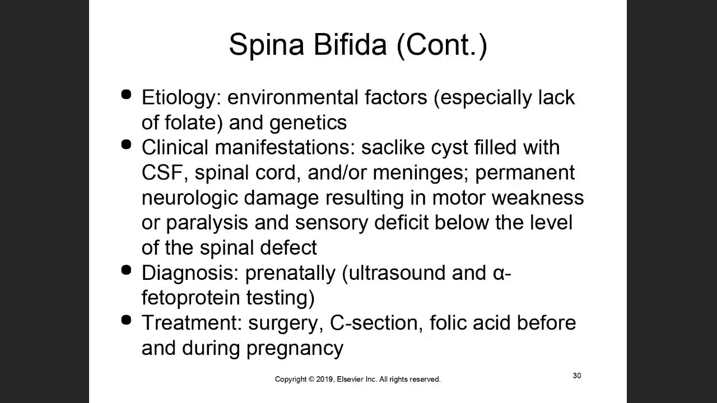Etiology: environmental factors, lack of folate, and genetics. Clinical manifestation: sac-like cyst filled with CSF, spinal cord, or meninges. Primary neurological damage results in motor weakness and paralysis and sensory deficits below the level of the spinal defect. Diagnosis: prenatal. Treatment: surgery.